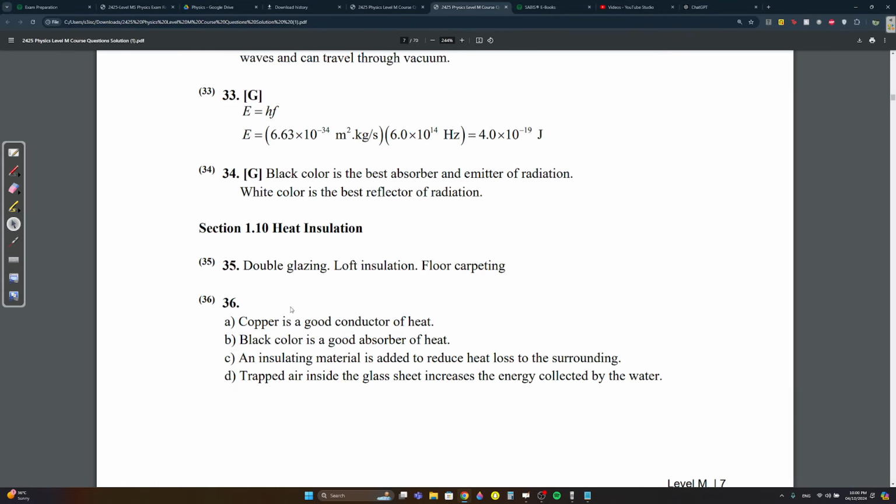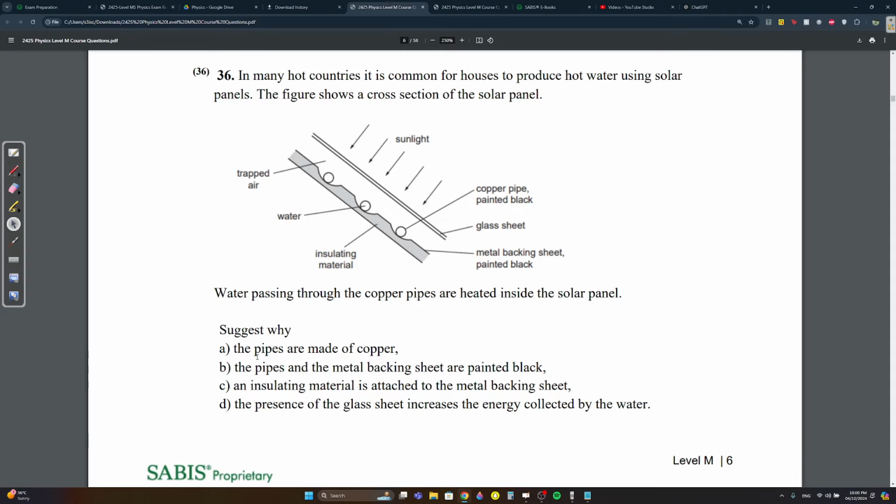Why are the pipes and metal backing painted black? Because the black color will absorb the most, right? Black color is a good absorber. We're trying to heat up the water. Remember, we're trying to produce hot water.